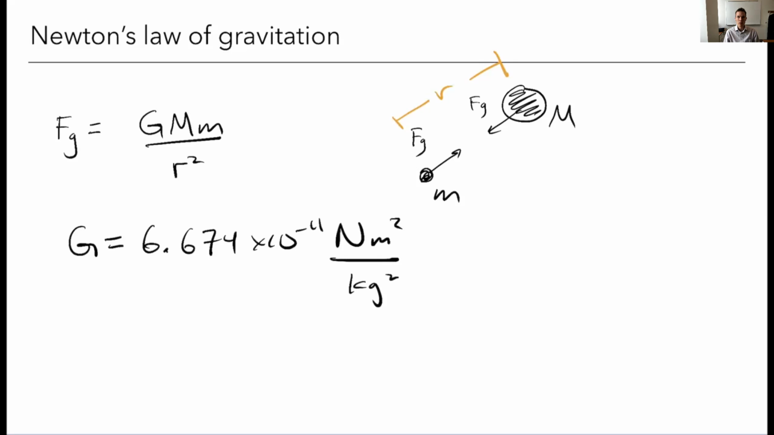Okay, so this is an equation you've seen before, but it tells us some important things: this force is proportional to the masses and varies as 1 over r squared. So the further we move away from a body, that gravitational force is going to drop pretty quickly.